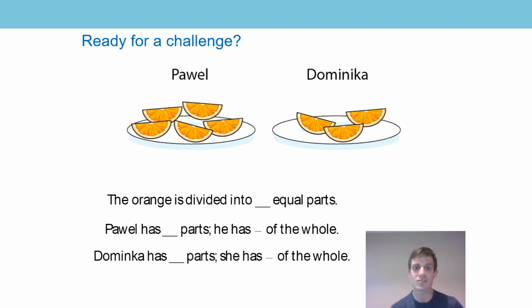Here is your challenge that you will need to have a try at before the start of the next lesson. So in this problem, a whole orange was shared between 2 children, and the plates show you how much of that orange each child got. So I would like to know, what fraction of the orange did Powell get, and what fraction of the orange did Dominica get?